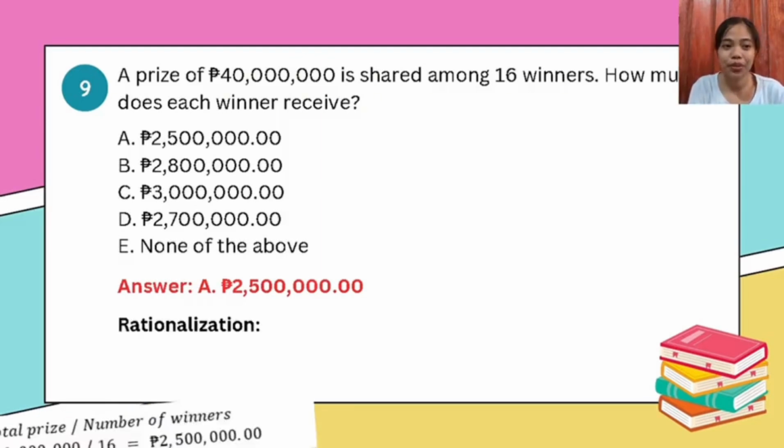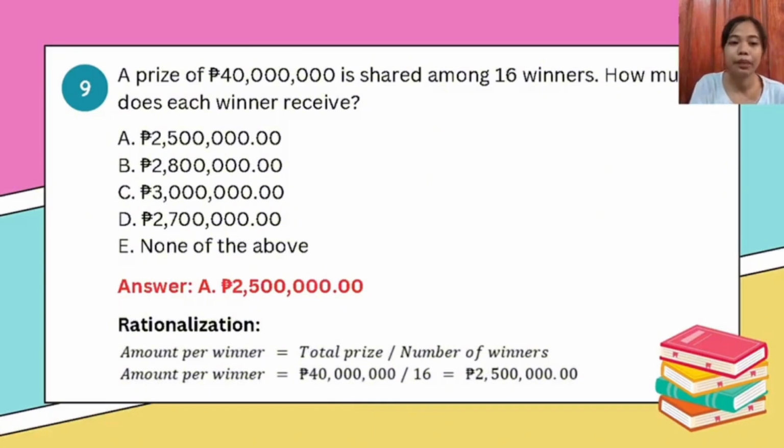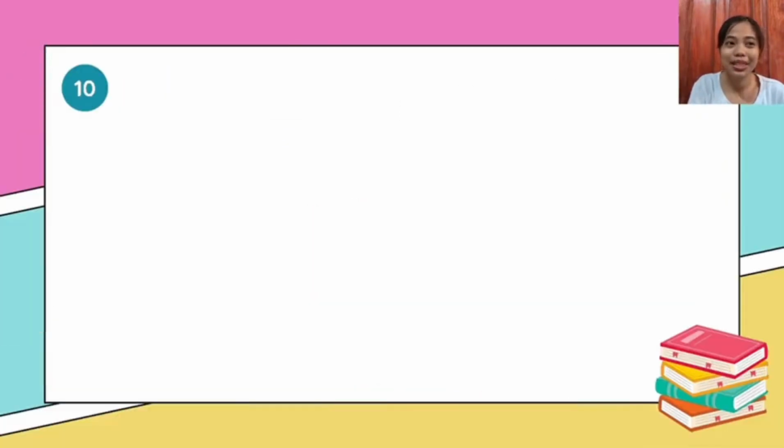Rationalization. So here it is. The amount per winner is equal to the total prize over the number of winners. So the total prize is 40 million pesos. The number of winners is 16. Divided, of course, then we have 2,500,000. The answer is letter A. Let's proceed to number 10.